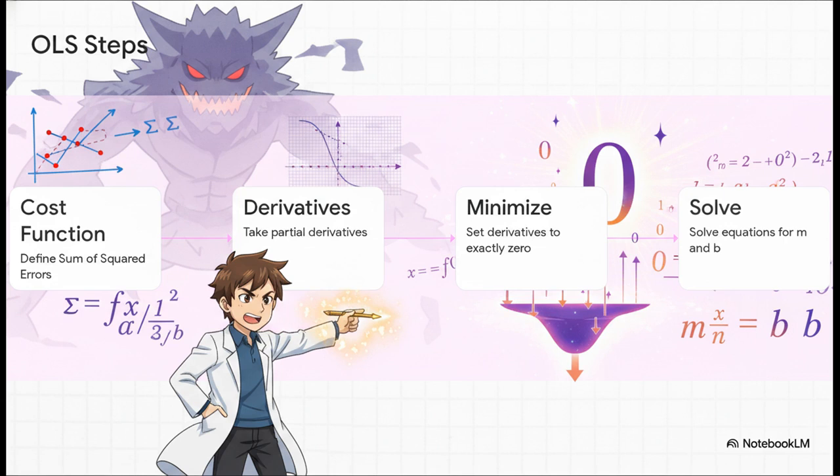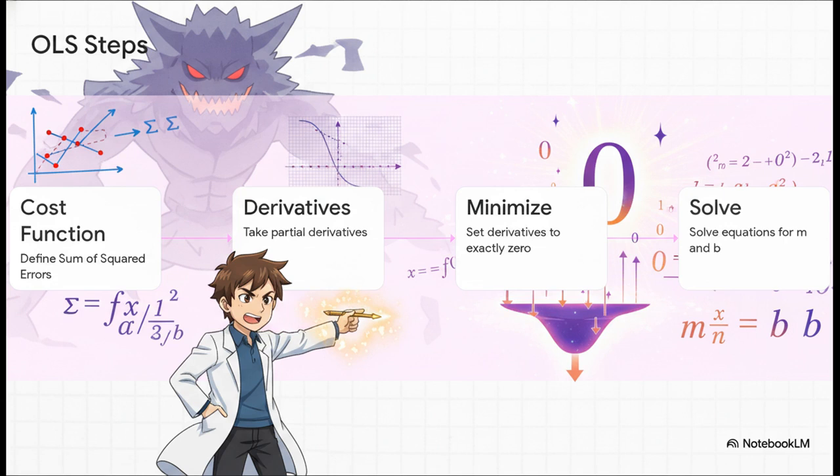First, we have to define our enemy, right? That's the cost function, specifically the sum of squared errors. We actually square the residuals we just saw to ensure negative and positive errors don't just cancel each other out. Second, we unleash the calculus. We take the partial derivatives of this cost function with respect to our line slope, which is m, and its intercept, b. Third, by setting those derivatives to exactly zero, we are mathematically demanding the absolute lowest point of error.